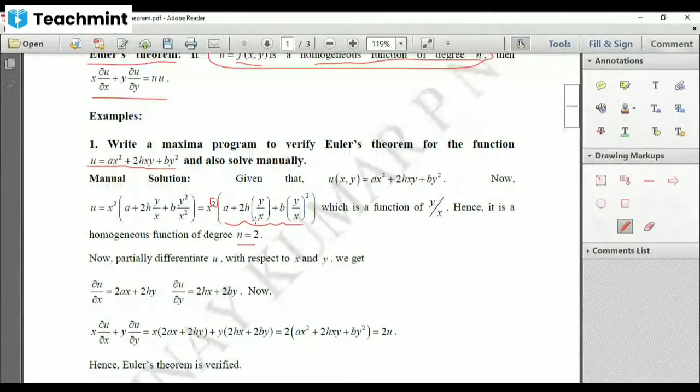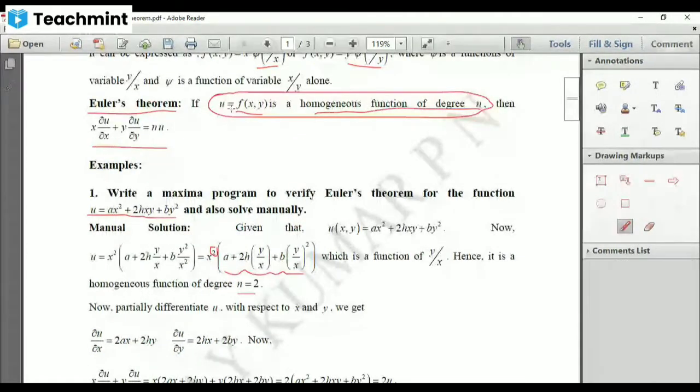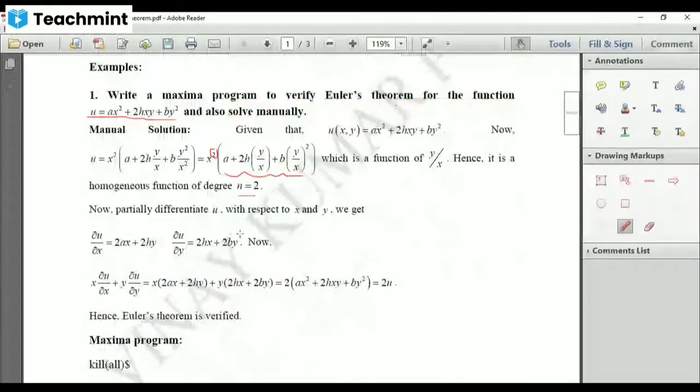Now, to verify Euler's theorem, we have shown it is a homogeneous function, right? If it is a homogeneous function, by Euler's theorem this should be true. So let us find out the left hand side. That is x into partial derivative of u with respect to x plus y into partial derivative of u with respect to y. We have to show that is equal to degree of the function into u. So for this, we need to find the partial derivatives. So let us differentiate u with respect to x.